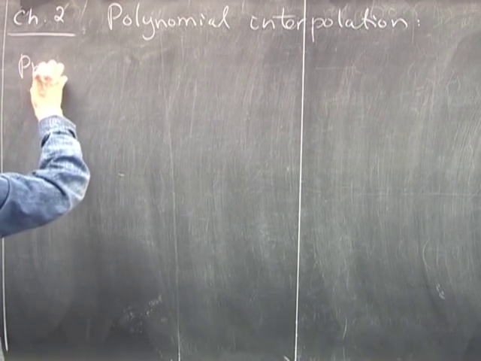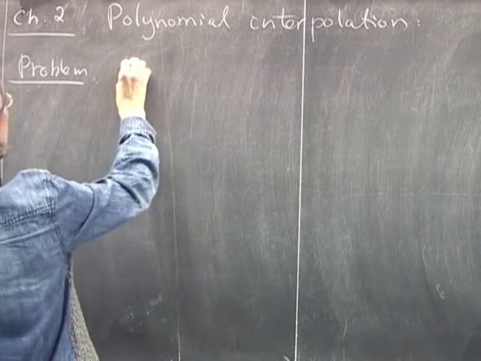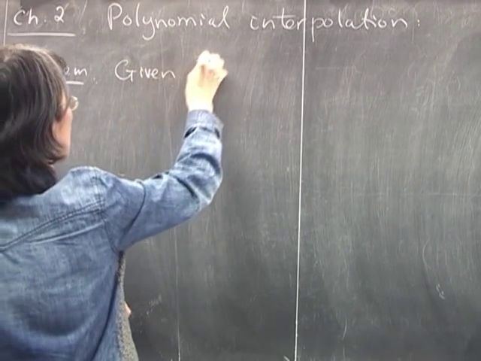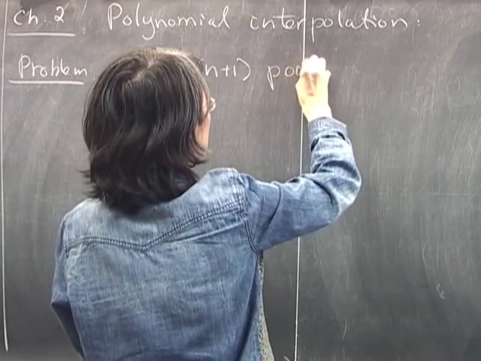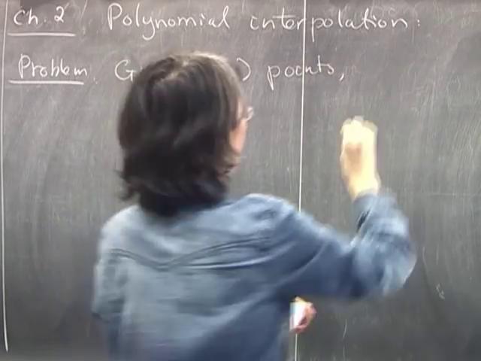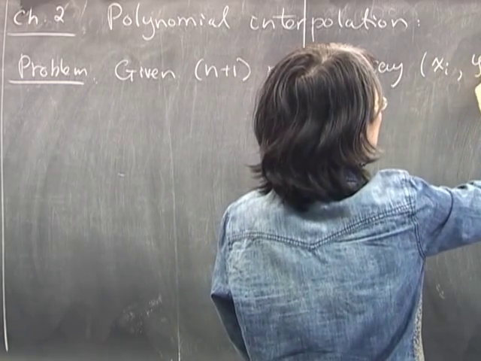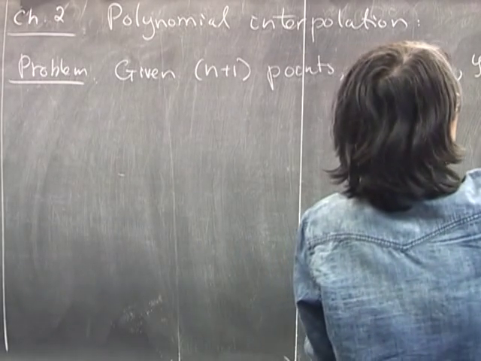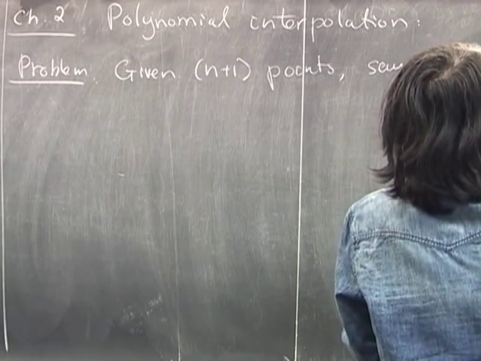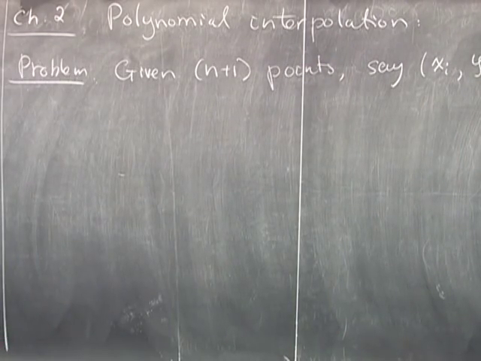What we will be studying is the following. So I have a data set. Labeling is always a bit annoying. So I have n plus 1 data points. Okay, so let's just say it is xi, yi. One x value corresponds to y value, okay? And the index runs from 0 to n. So there's n plus 1 of those points.